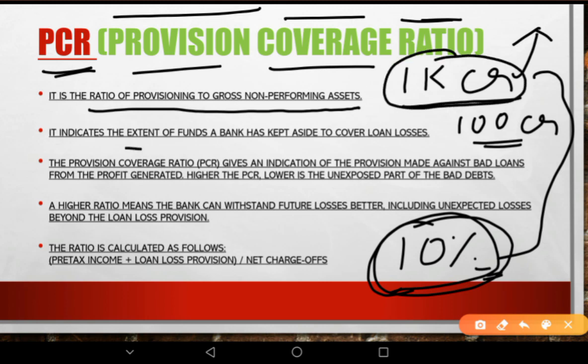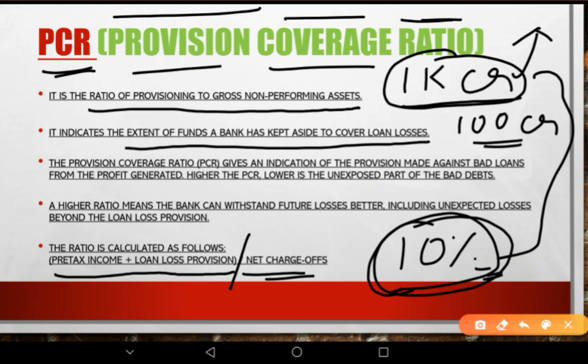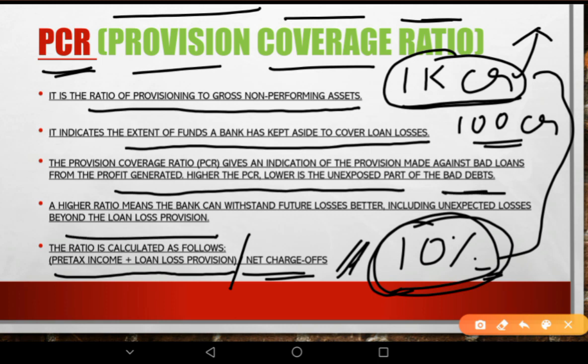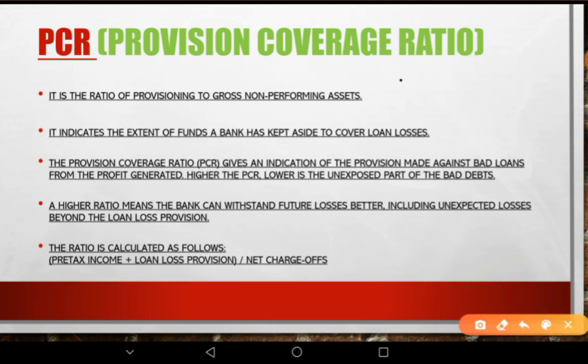It indicates the extent of funds a bank has kept aside to cover loan losses, and it is calculated as pre-tax income plus loan loss provision upon net charge off. So this is the formula which can be asked in the finance part of RBI Grade B exam as well. A higher ratio means the bank can withstand future losses better, including unexpected losses beyond the loan loss provision. So 70% is the ideal condition. If a bank has more than 70% PCR, then it's good.